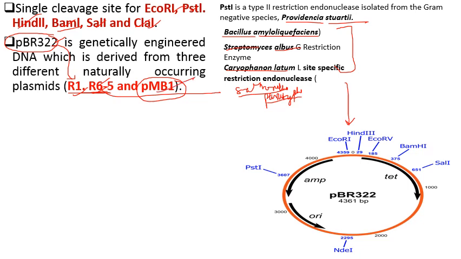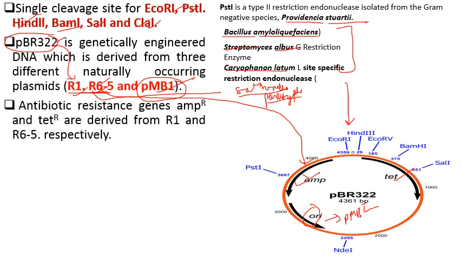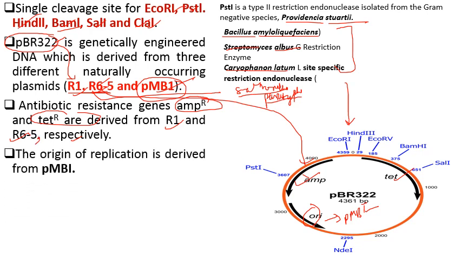pMB1. Here the antibiotic resistance genes, that is, ampicillin resistance and tetracycline resistance, these genes are derived from the plasmids R1 and R6-5, while the origin of replication was derived from the plasmid pMB1. So these different portions are derived from different plasmids. So the antibiotic resistance genes for ampicillin resistance and tetracycline resistance are derived from R1 and R6-5 respectively, while the origin of replication is derived from the pMB1 plasmid. So PBR322 was basically a combination of these three plasmids.